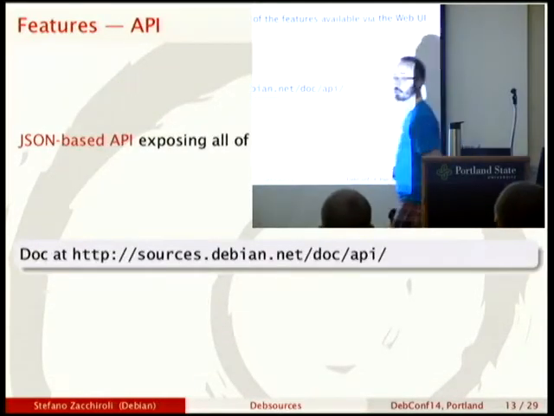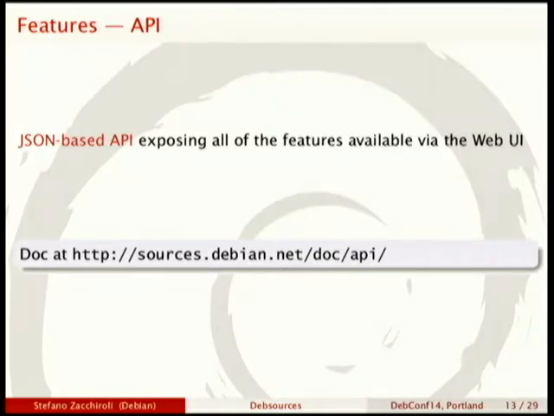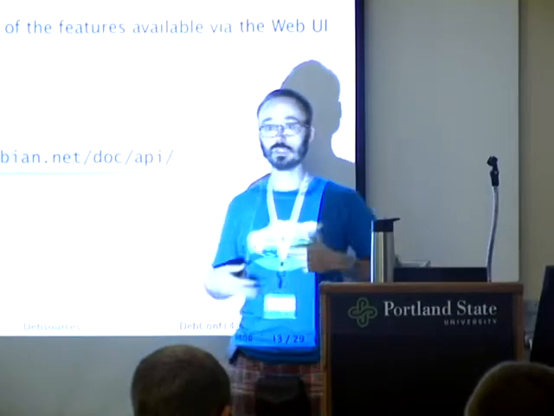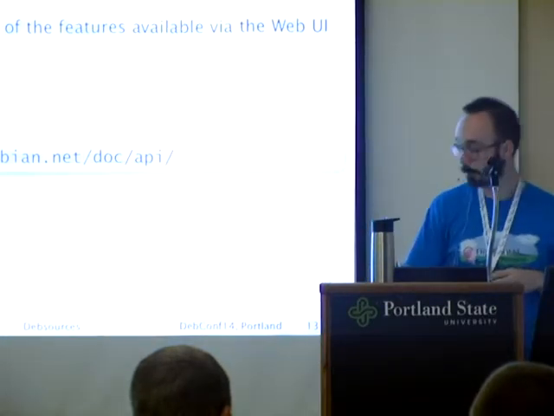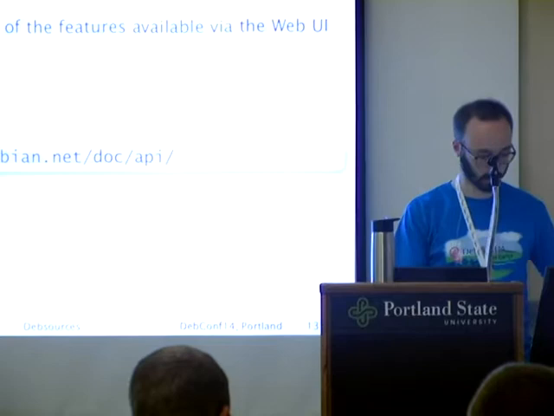There is a JSON API, so essentially everything you can do as a user while browsing, you can do also with a JSON API, so you can check which versions of a package are available and retrieve the source code of the file and so on and so forth. So if you need to integrate that in something which is not a web thingy, you can use the JSON API to do the same. This too is documented at the URL which is on this slide.